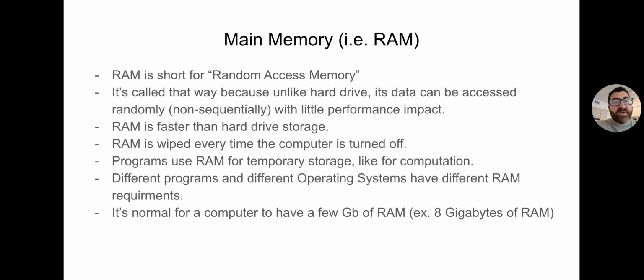RAM is called random access memory because, unlike a hard drive, its data can be accessed randomly, non-sequentially, with little performance impact. So random access memory is accessed all over the place, where the access jumps around, whereas a hard drive disk, traditionally a spinning disk, is accessed sequentially.